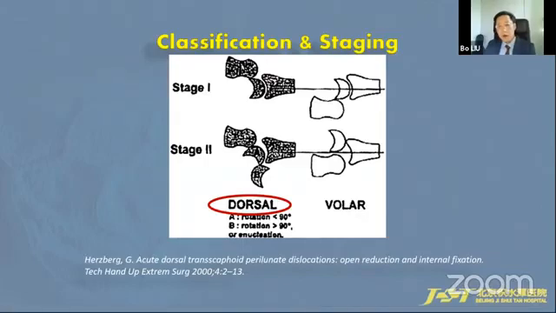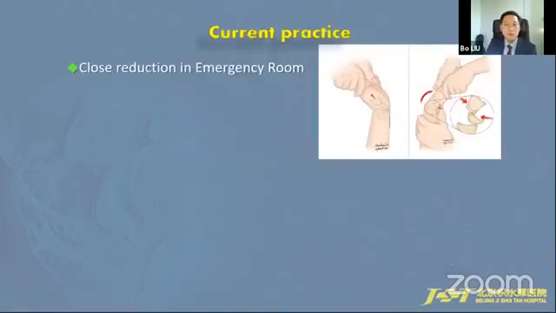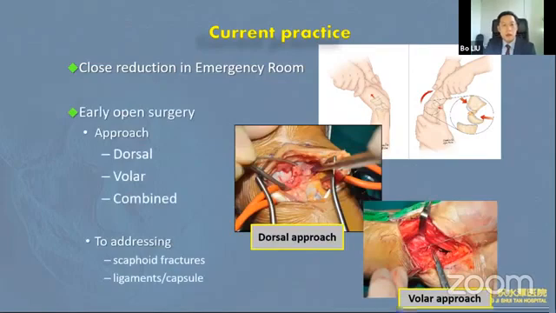Injuries may be dorsal or volar, and most of the cases are dorsal dislocation. In dorsal dislocation, you have two subtypes. In current practice, we always do closed reduction in the emergency room. Now, we try to do early open surgery, whether through a volar or dorsal or combined approach, as Jeff mentioned, as we have a lot of debate on this. We're trying to address the scaphoid fracture as well as the ligament or capitate conditions.